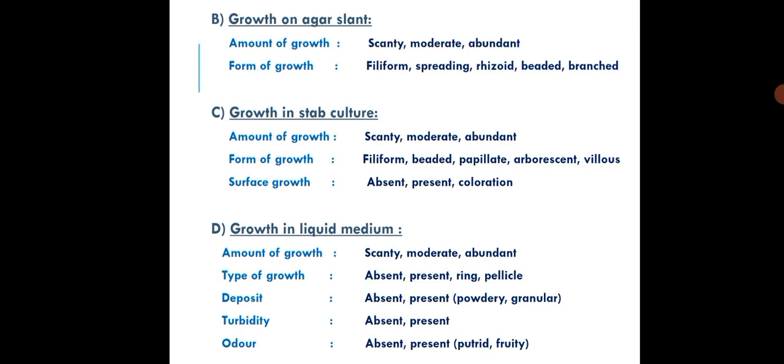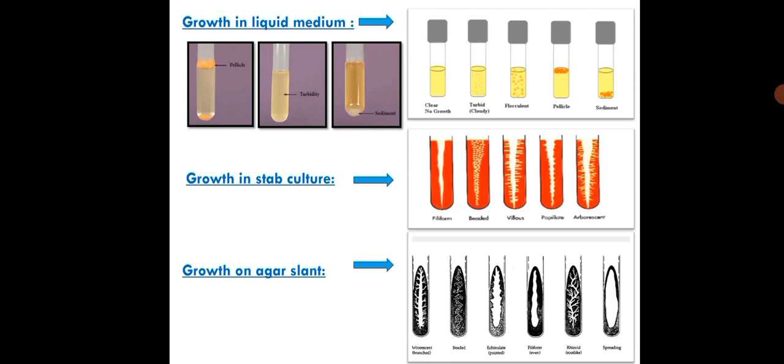Growth in liquid medium, where the amount of growth can be scanty, moderate, or abundant. The type of growth can be absent, present in the form of ring or pellicle. The deposits can be absent or present as powdery or granular. Turbidity can be absent or present, and odor can be absent or present as bitter or fruity. This picture is showing the growth in liquid medium, stab culture, and agar slant as discussed in previous slide.